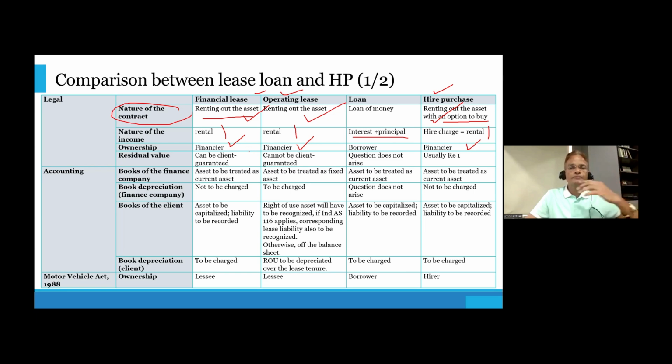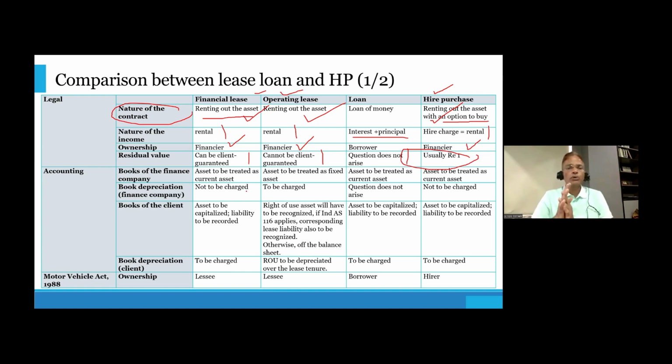Residual value, in case of a financial lease, if you're taking a guarantee from the lessee, that would mean the lease is a financial lease. In case of an operating lease, we don't expect the residual value to be guaranteed by the lessee, because the lessor does take his own risk on residual value. The question of any RV risk in case of a loan does not arise. In case of hire purchase, I had mentioned earlier in episode 1, it's traditionally been 1 rupee. That is, the option to buy is given at 1 rupee value.